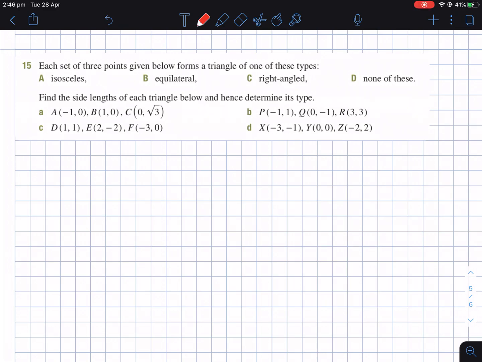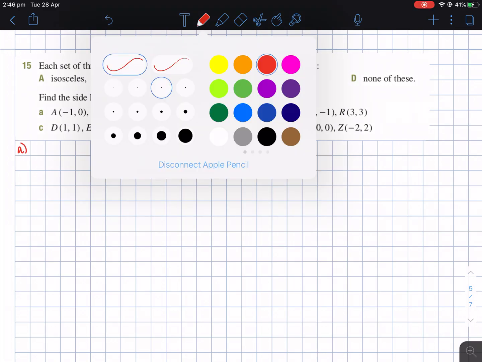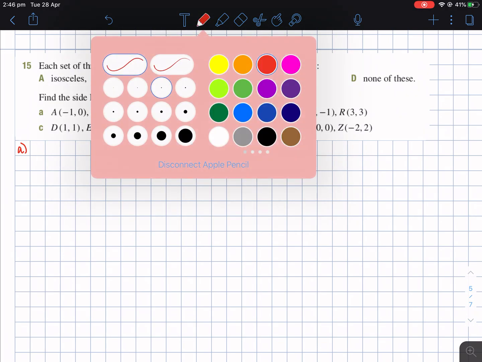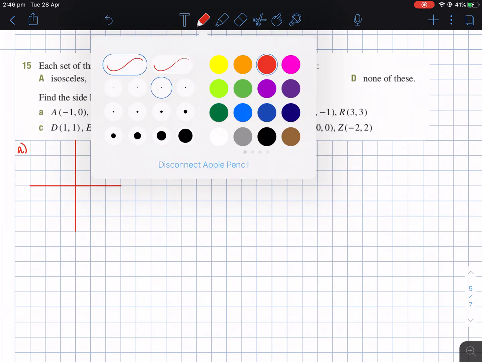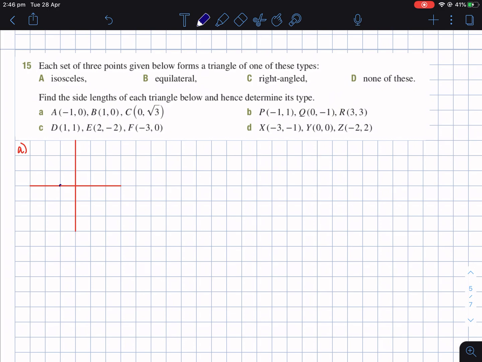All right, question 15. I'd like to start off by drawing these. So, for example, let me just start off with an axis. If I draw these, the point A is -1, 0. The point B is 1, 0. The point C is 0, √3. So I've got the feeling that this is going to be our isosceles triangle, but let's actually prove it.